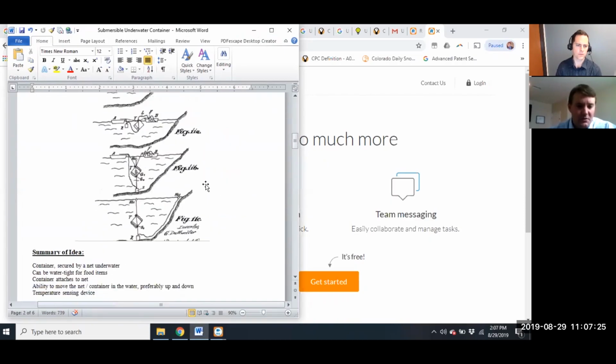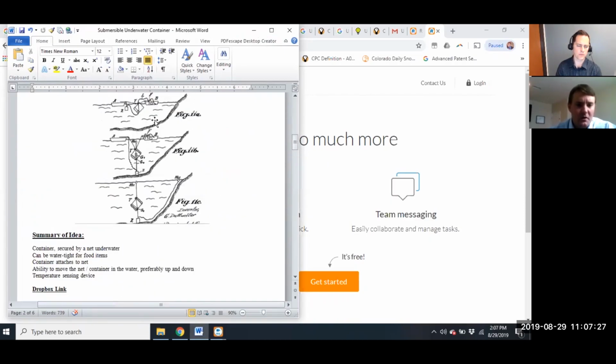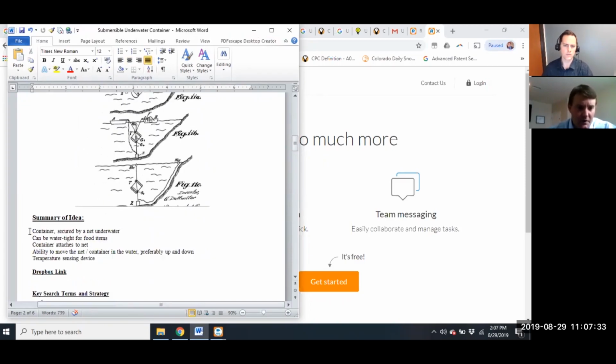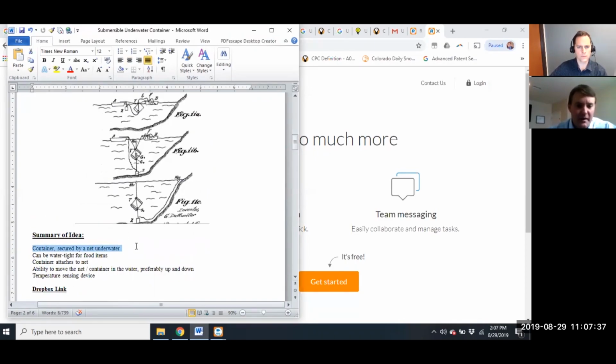when you're looking at searches like this, is how you're going to define what your invention is and what its features are. If I were the inventor, I'd say, container secured by a net underwater. It can be watertight or for food items. The container has some type of attachment mechanism. Could be a clip, could be Velcro.